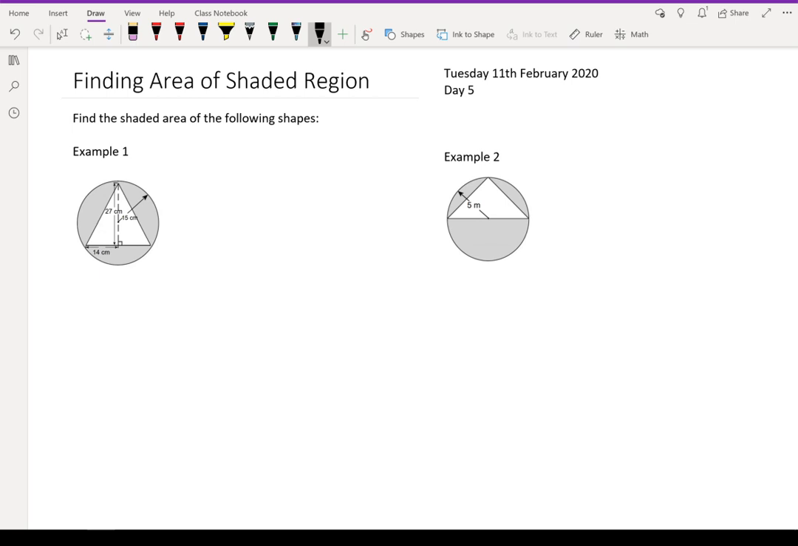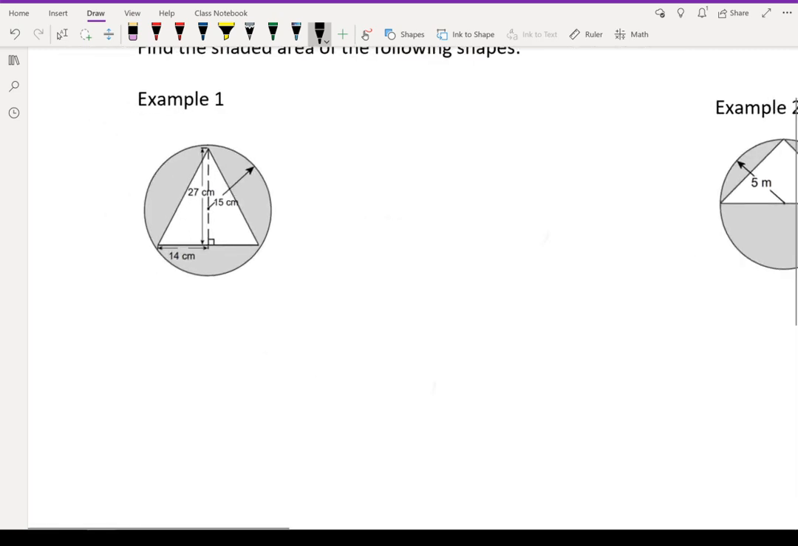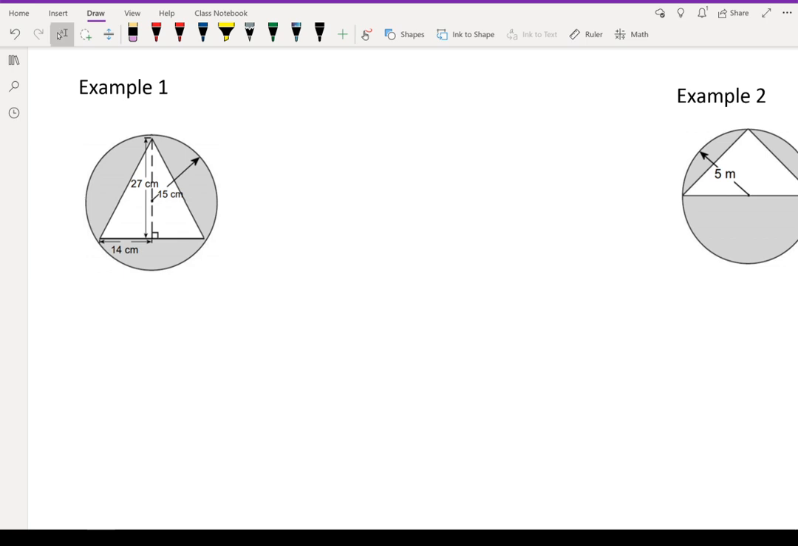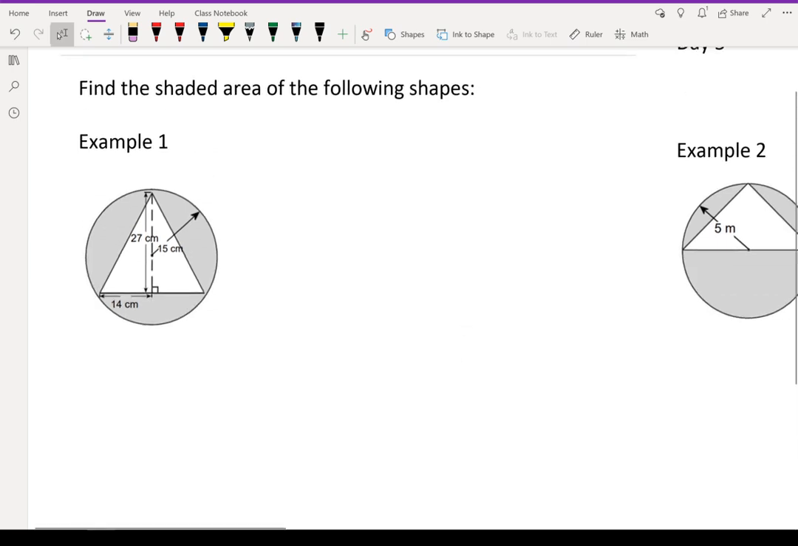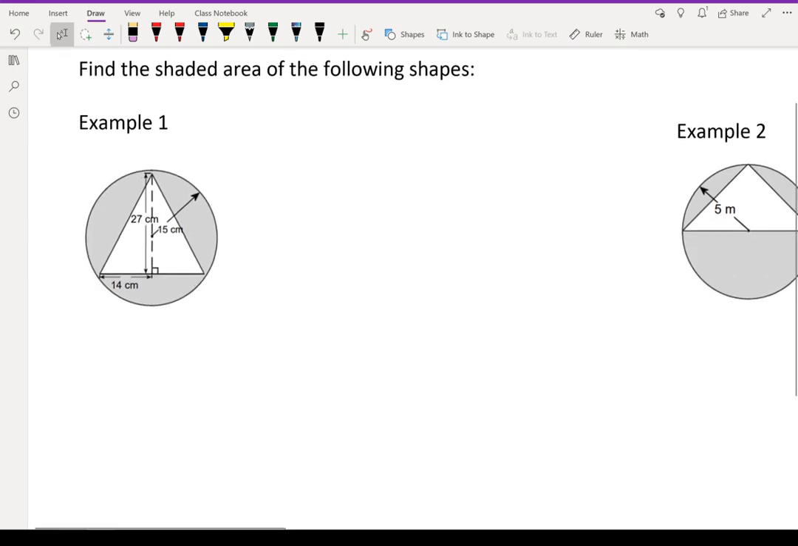We're going to continue with some areas of circles, triangles, and adding them together to find the area of some shaded regions of some particular shapes. So I have two examples here. In example 1, I have a triangle inside a circle. And so we want to find the shaded area of the following shapes.